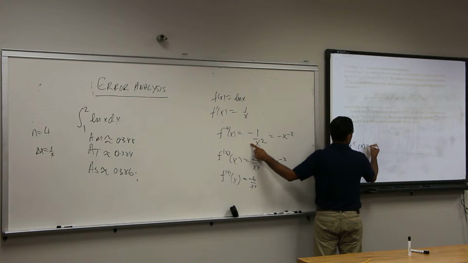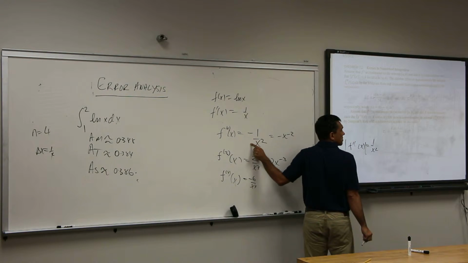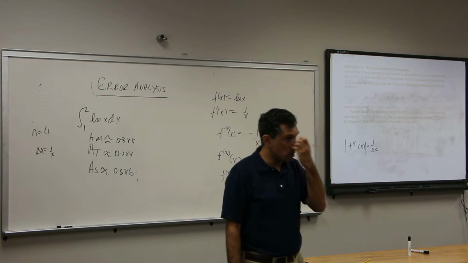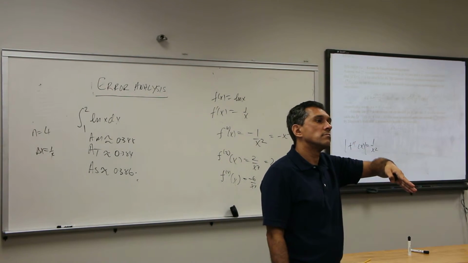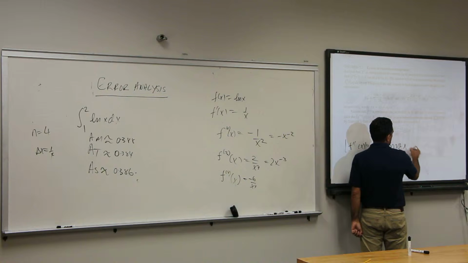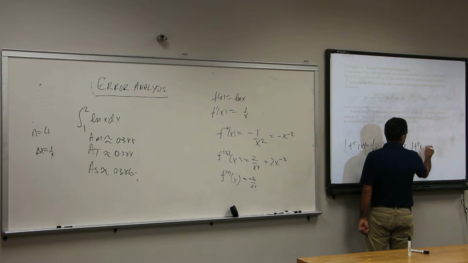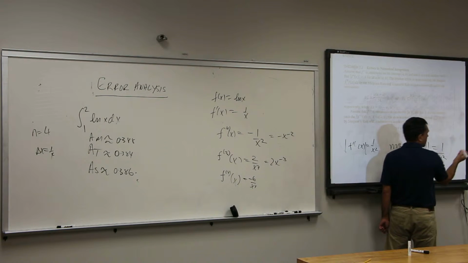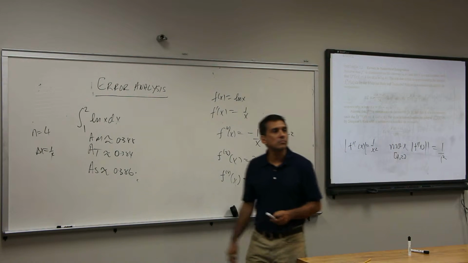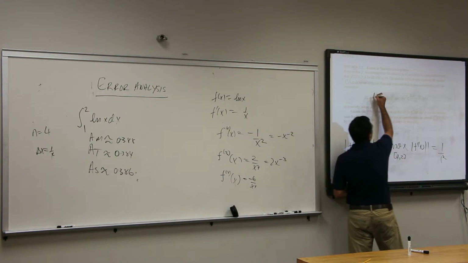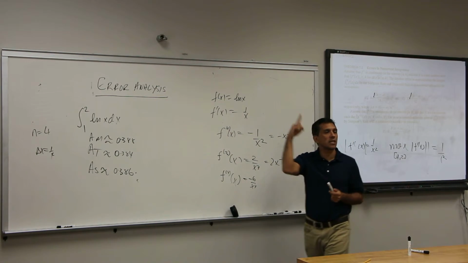The absolute value of the second derivative is 1 over x squared, and it's going down. So the maximum is at x equal to 1. The maximum over the interval 1 to 2 of the absolute value of the second derivative is 1. So my k is 1 on this particular example.